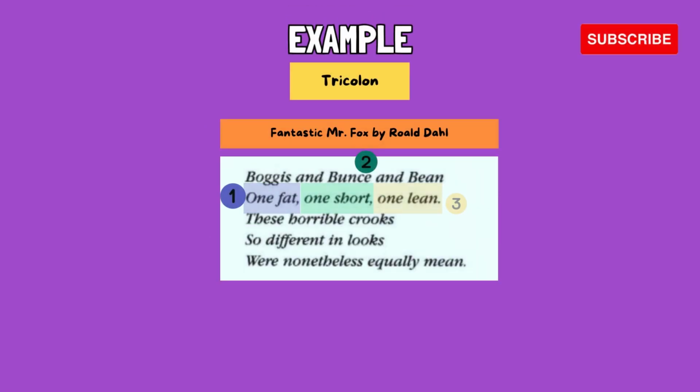Now, a tricolon is a sentence with 3 parallel parts for rhythm. For example, from Roald Dahl's Fantastic Mr. Fox. The children sing a song about the 3 farmers. The second line in the song, "One fat, one short, one lean," describes the three farmers in a rhythmic and balanced way, emphasizing their physical differences. The tricolon not only adds a musical quality to the description, but also sets the stage for how these very different characters are all equally unpleasant.